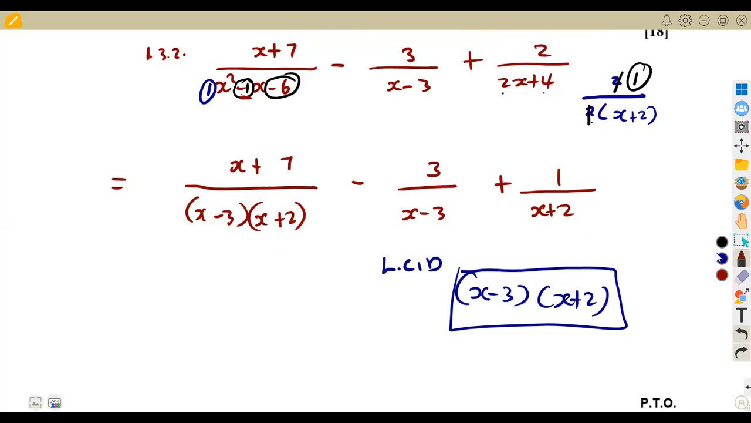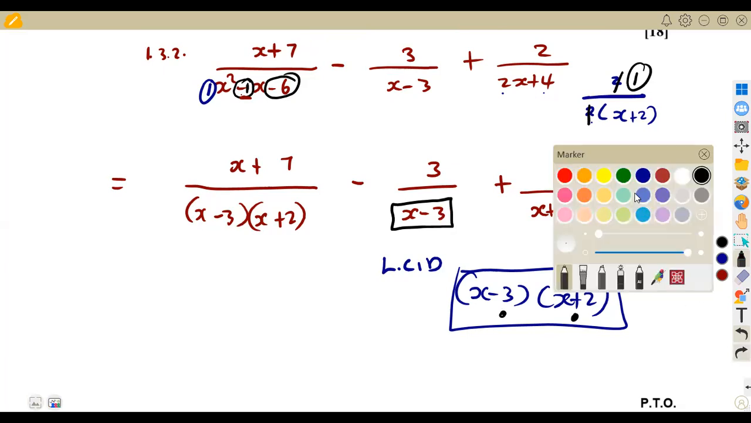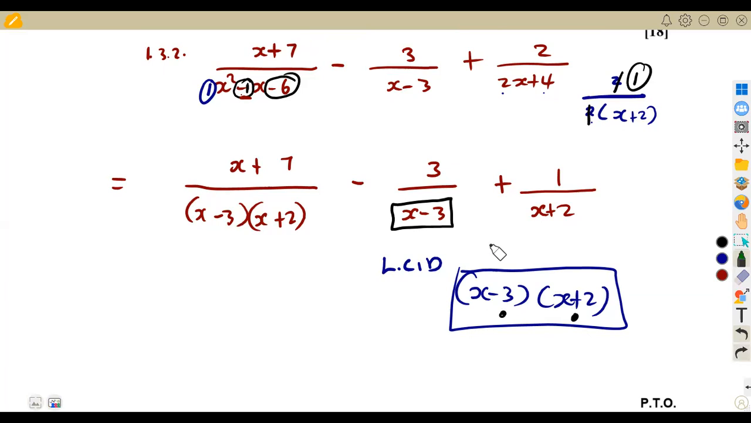Let us move on to the second term. You understand what I'm trying to say. As we can see here, there is x minus 3, which is the one that we also have on the LCD. But we do not have x plus 2, while on our LCD we do. So what do you do on that part? You multiply by the part that you do not have. I do not have x plus 2 in the denominator, so I'm going to multiply so that I have x plus 2 in the denominator like this.